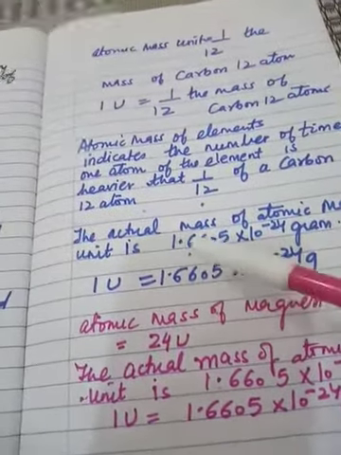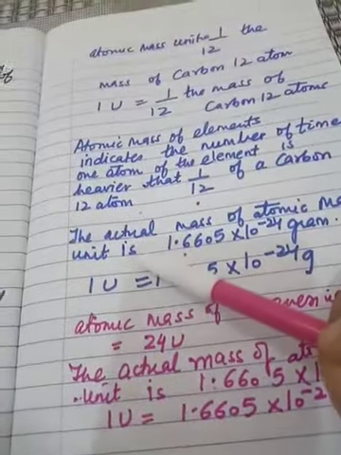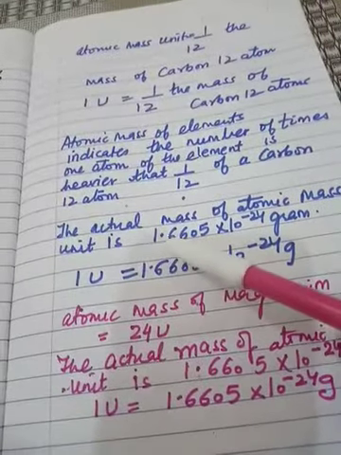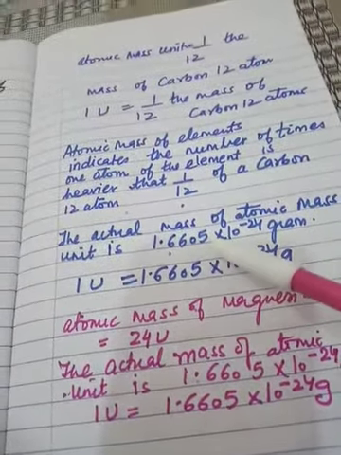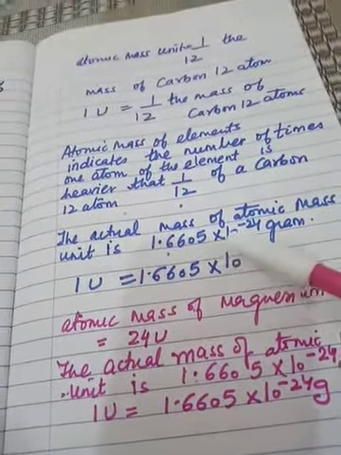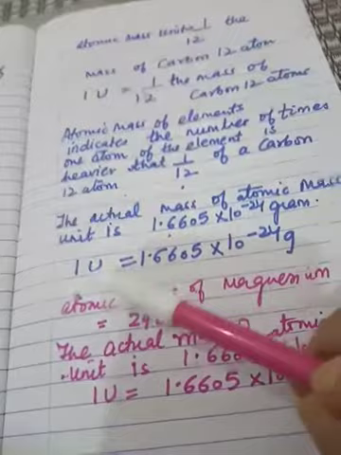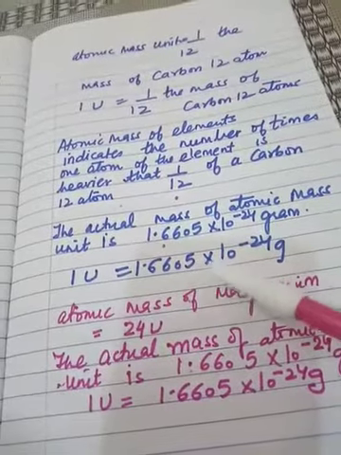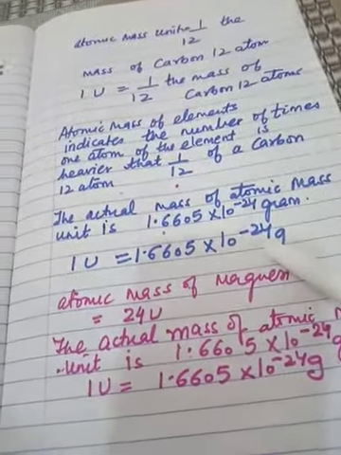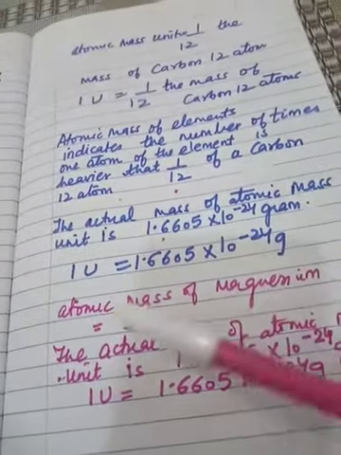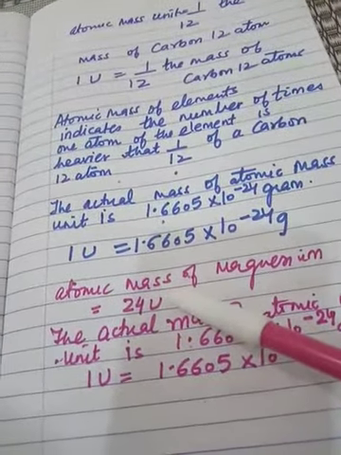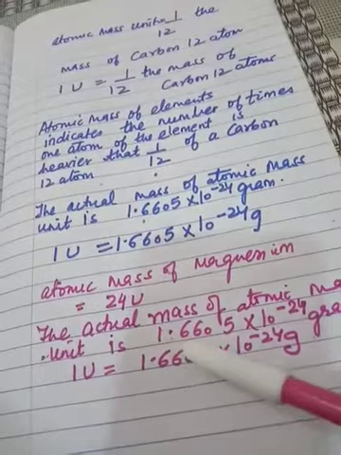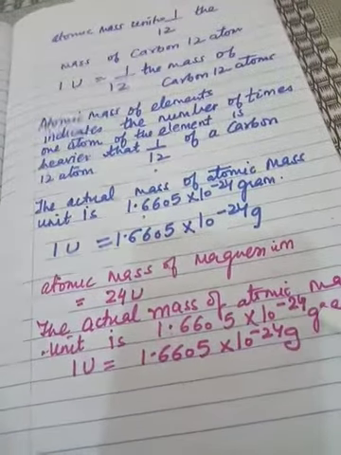Now, what is the actual mass of an atomic mass unit? The actual mass of an atomic mass unit is 1.6605 × 10^-24 gram. It means that 1 U is 1.6605 × 10^-24 gram. We can say that the atomic mass of magnesium is 24 U. The actual mass of an atomic mass unit is 1.6605 × 10^-24 gram.